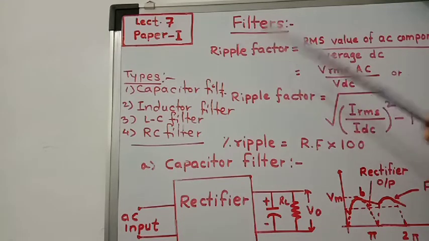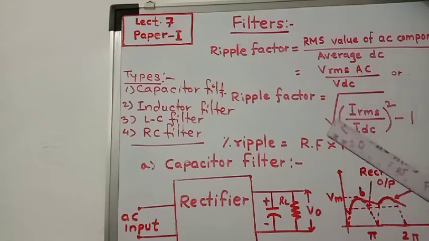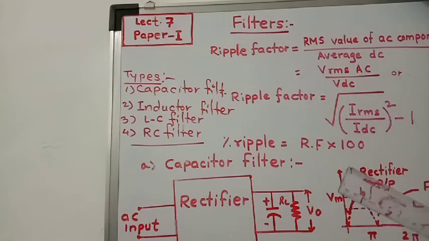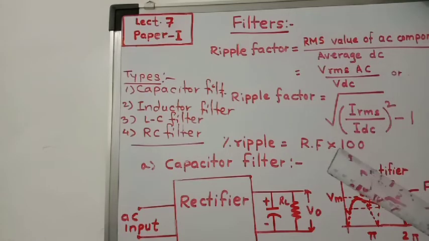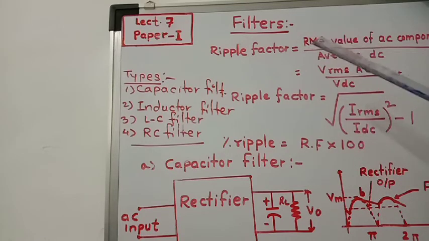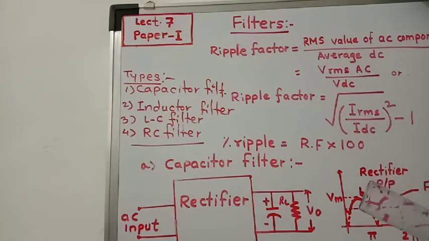Now, what is meant by a ripple factor? In case of a half wave rectifier circuit, the ripple frequency is the input frequency FIN, that is 50 Hz. But in a full wave rectifier circuit, the ripple frequency is 2 FIN, or 100 Hz.